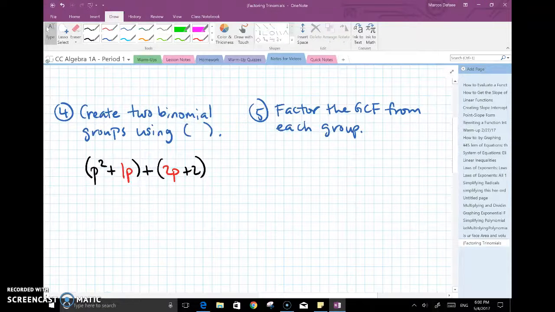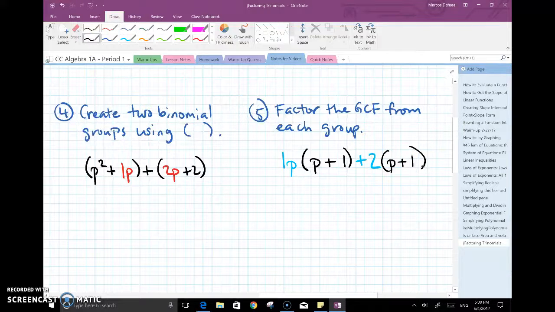Now, in the first group, we have to look at what we have in common. So the GCF, the greatest common factor, in the first group would simply be a 1, and then a p, because they both have a p. So 1p. In parentheses, what I have left over would be a p plus a 1. In the second group, 2p and 2, I can factor out a 2, and that would leave a p plus 1.